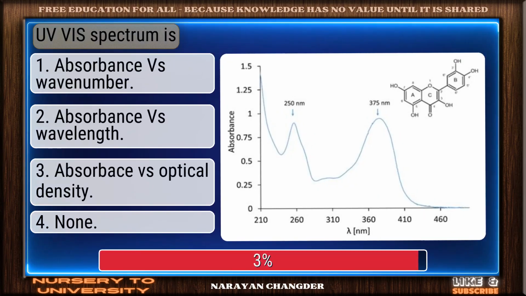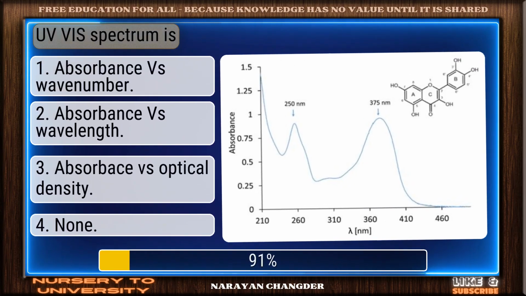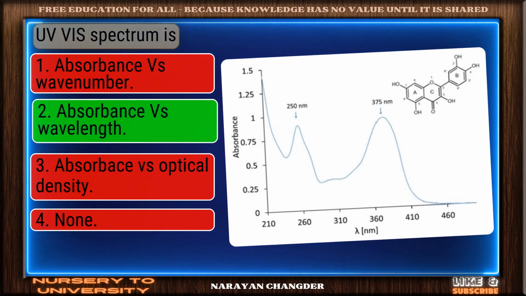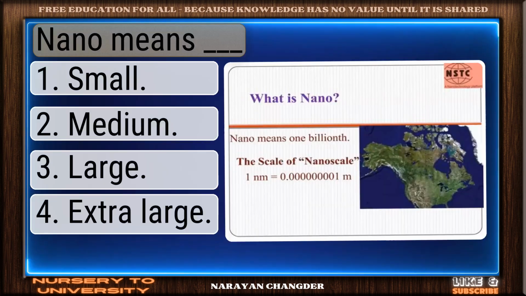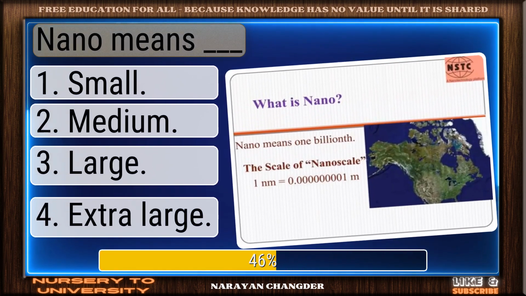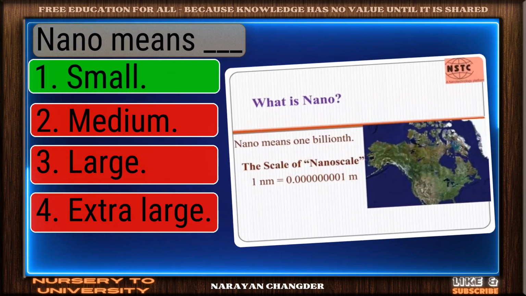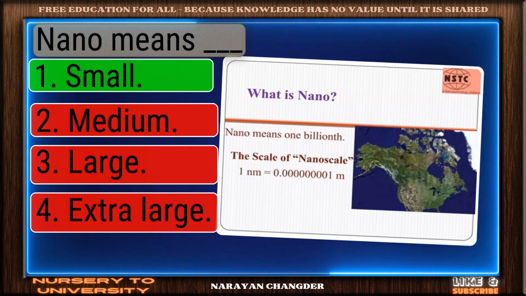The spectrum is. Smart pick. Absorbance vs wavelength is the correct choice. Nano means dash. On track. Small is the correct answer.